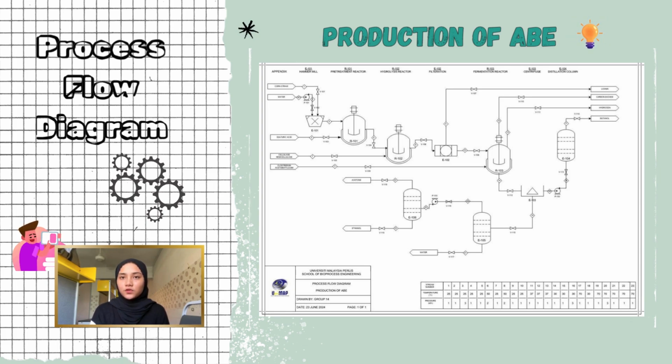The process flow diagram shows the conversion of corn straw into biofuel using bacteria called Clostridium acetobutylicum. Corn straw is a renewable resource that can be used to produce biofuels. The bacteria ferment the corn straw to produce a mixture of acetone, butanol, and ethanol, which are all biofuels.